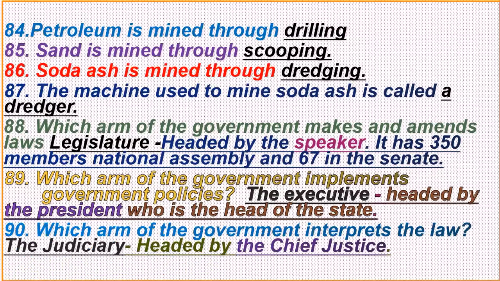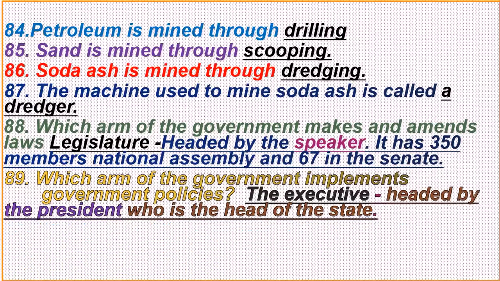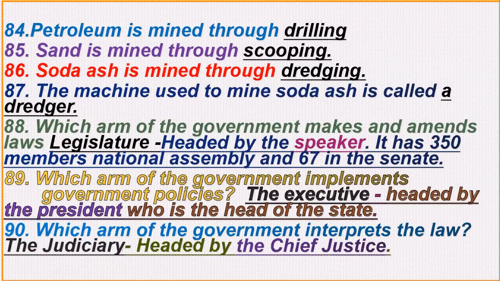Number 90. Which arm of the government interprets the law? The answer should be the judiciary, which is headed by the Chief Justice.